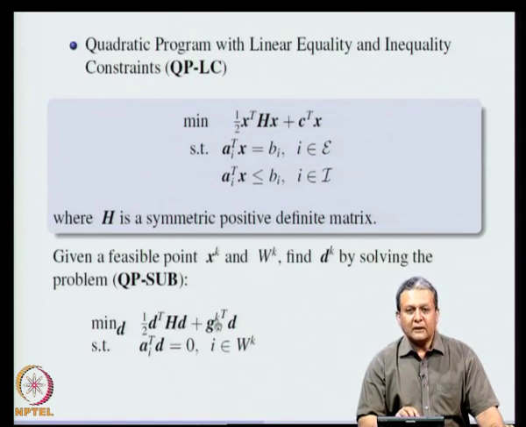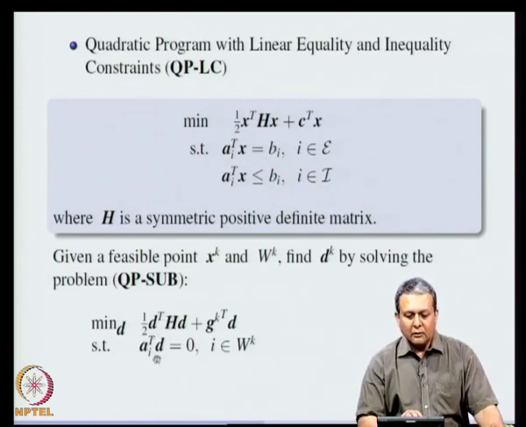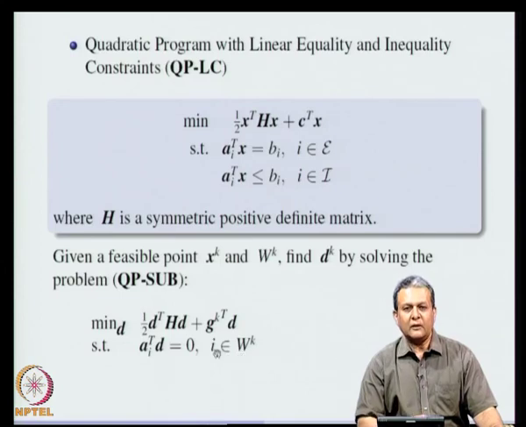Now, as we saw earlier, there is a linear term in the objective function which involves the gradient of the objective function at xk, and the Hessian is constant. So, that is independent of k for a quadratic objective function. Now, ai transpose d equal to 0 is a constraint where i belongs to the working set.